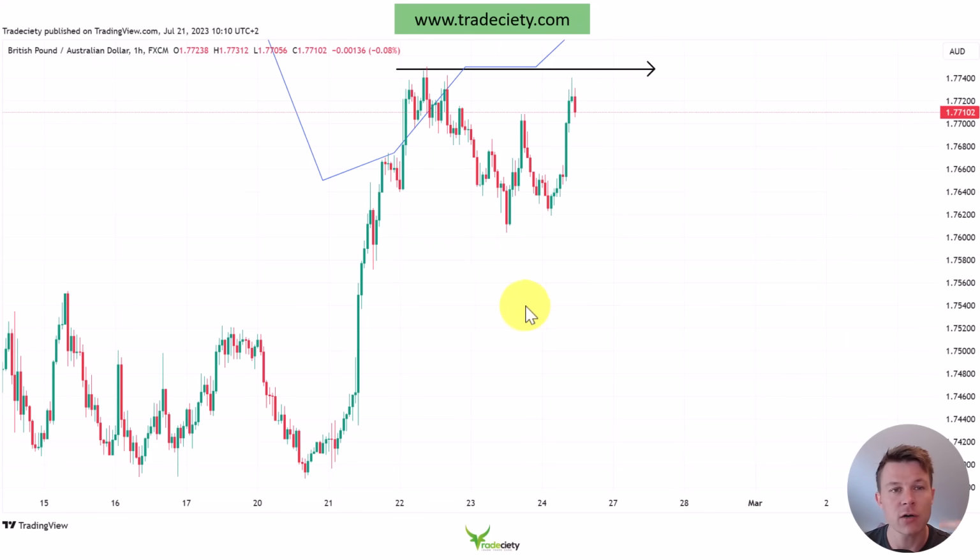However, the Donchian Channel can also be used for breakout and continuation trading. What we have here is a strong trending market.